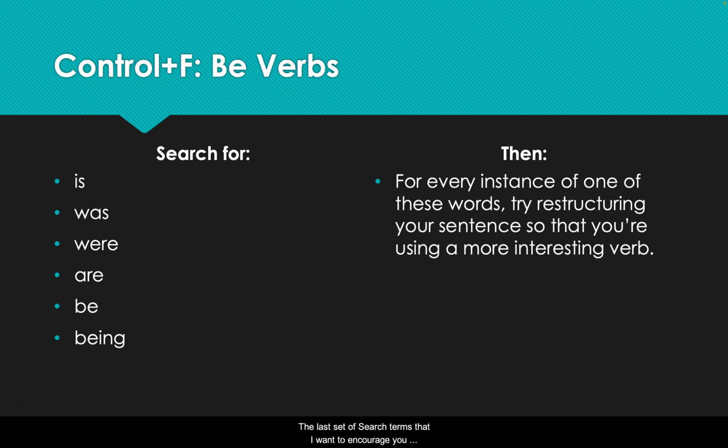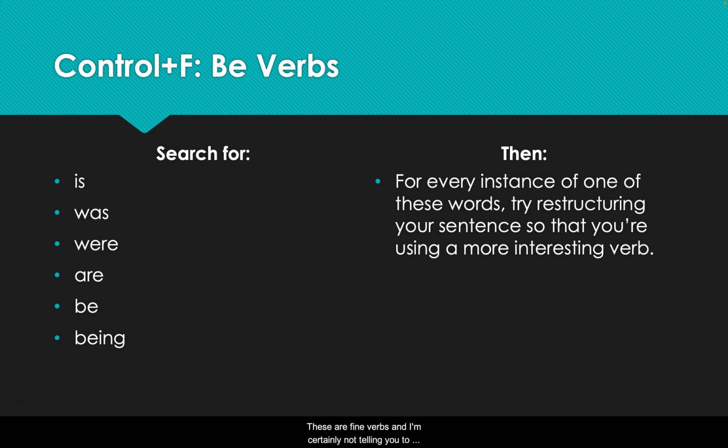The last set of search terms that I want to encourage you to look for in your work are all of the various forms of the word be. Is, was, were, are, be, being, and there's one that's missing here, been. For every instance of you using a form of be in your essay, I want you to try restructuring your sentence so that you're using a better verb.